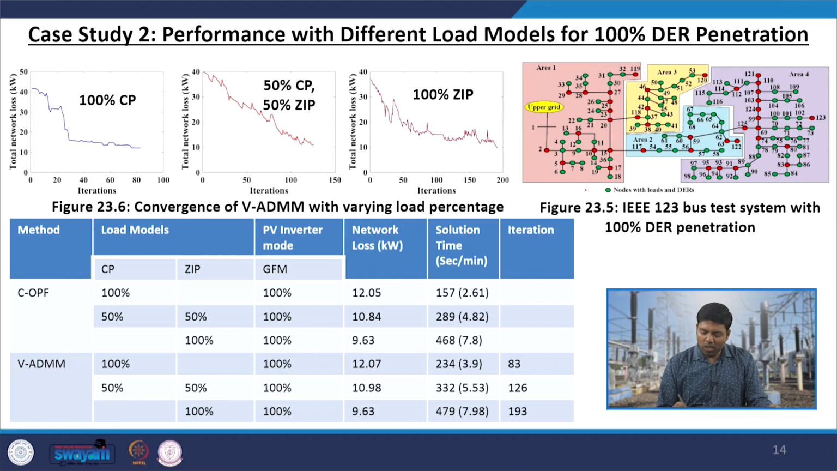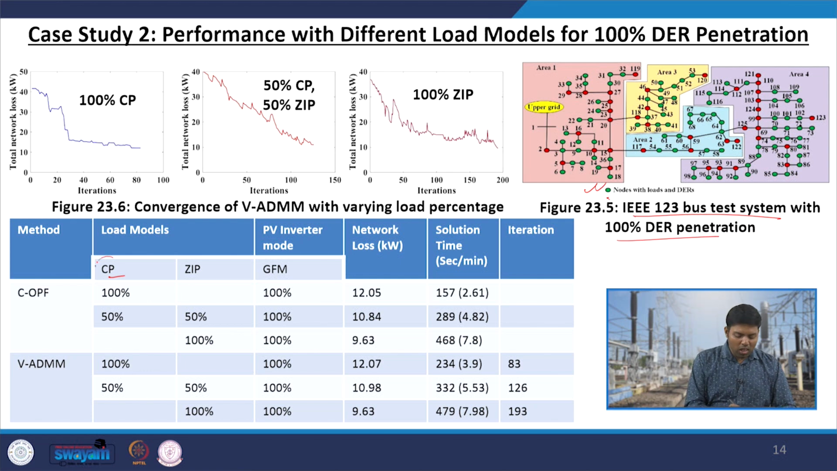For that, we have changed the 123 bus system a little bit, with 4 areas segregated. All the load nodes have DERs. You can see the green nodes generally have the loads, and all the loads have DERs. That means there is almost 100% DER penetration. So, with this, the load model and the PV inverter modes have been changed. First, we will see with the load.